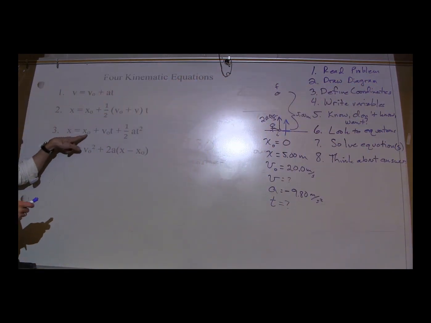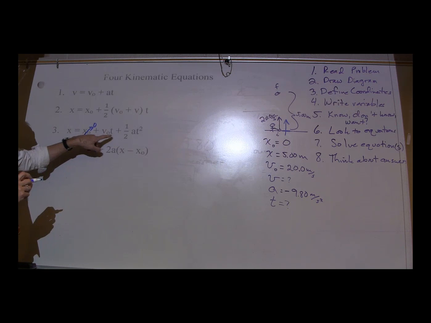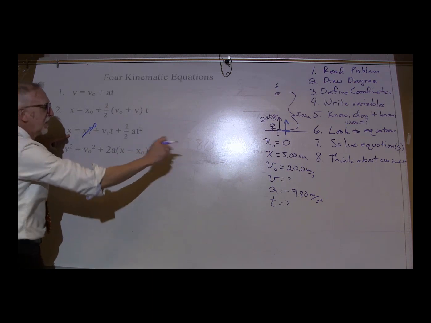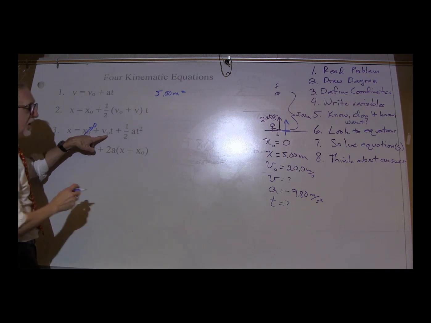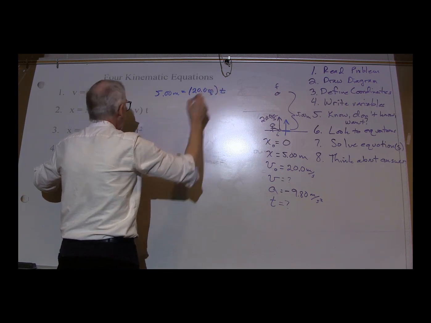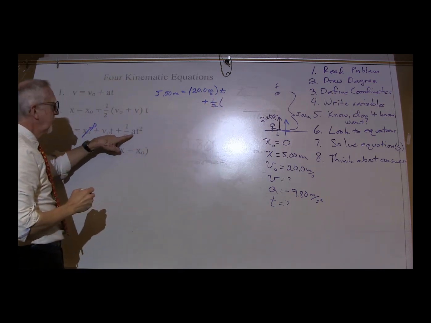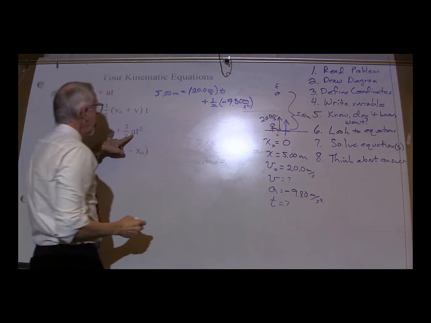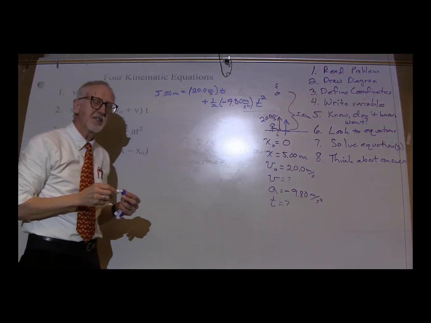Again, let's come over here. What do we know? X naught is 0, so we can ignore that. V naught is not 0, a is not 0. Okay, so x. Let's put some numbers in. X is 5 meters. So 5 meters equals v naught, which is 20 meters per second, times t, plus 1/2 times a, where a is negative 9.80 meters per second squared, and then times t squared. All right, there's our equation, and we need to solve that for t.